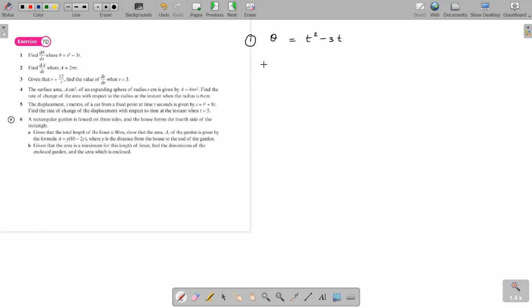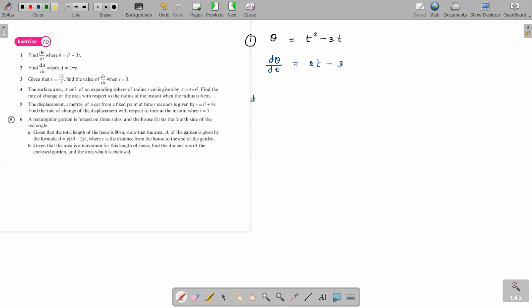Similar to dy/dx, when I differentiate, I get here what? dθ/dt. We say we differentiate with respect to t now. That's why dθ/dt, like you do dy/dx. Okay, θ is the y and t is the x now. Differentiating t² gives 2t minus 3. Is that okay? So they are asking find dθ/dt. So that's it. t² minus 3t, t² minus 3t. Okay, 2t minus 3.